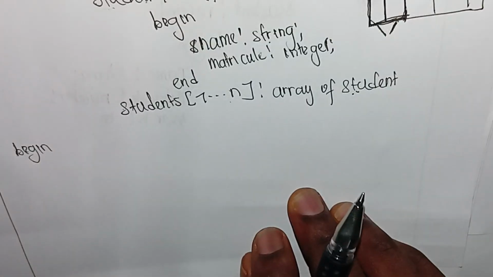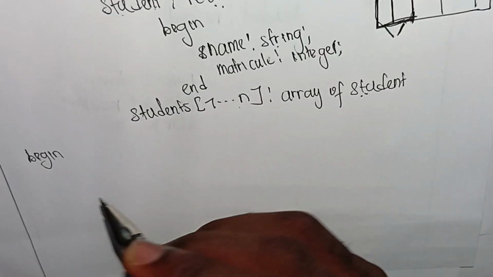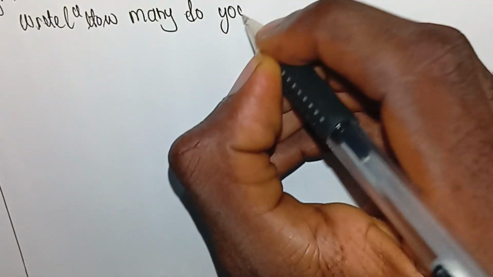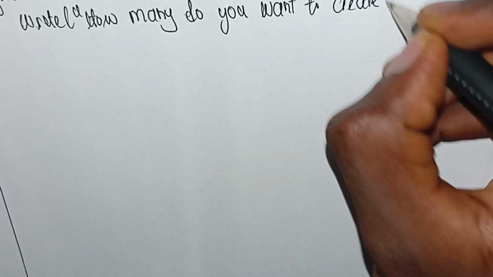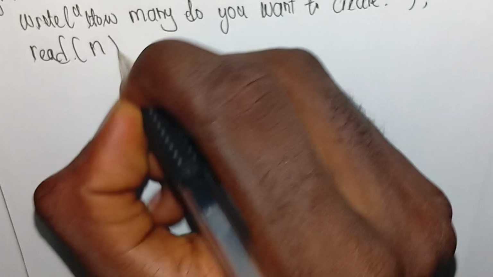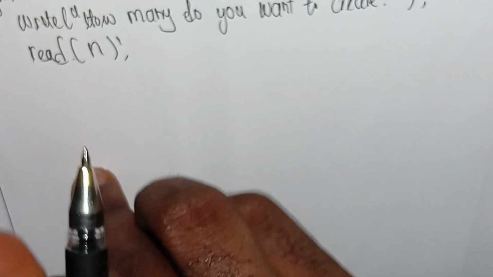Now, okay, let's continue with our algorithm. Okay, begin. So, right, how many students do you want to create? Or how many students' info do you want to store? So we want to read. This is the variable n. And n is going to determine the size of the loop, which in our case would be 3.